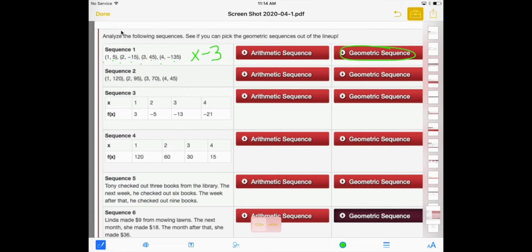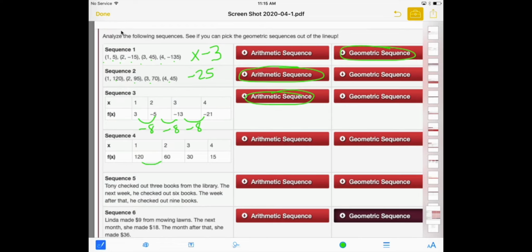For sequence 2, same kind of thing. I do want to try to find a pattern. It looks like they're going down, so it's either going to be subtracting or multiplying by a fraction. And just by doing some calculator work, I will notice that it is subtracting by, well, let's see, 120 to 95. Looks like it's subtracting by 25. So since it's subtracting, that will be an arithmetic sequence. For sequence number 3, we have a table form. That's fine. I'm going to look and see what's happening from term to term for my output. And it looks like I could tell it's just subtracting by 8 each time as we go through. That is going to be an arithmetic sequence.